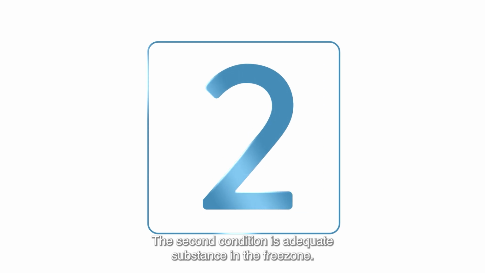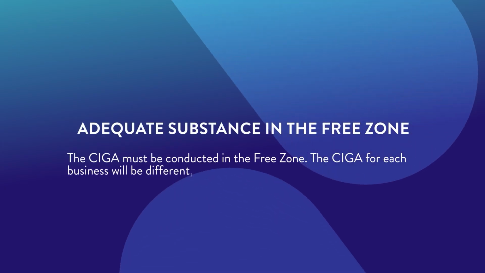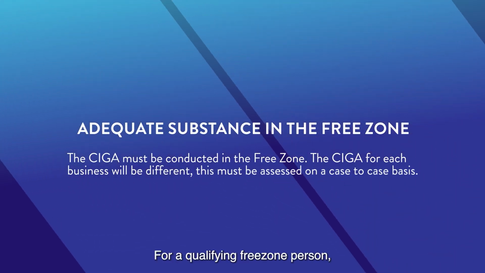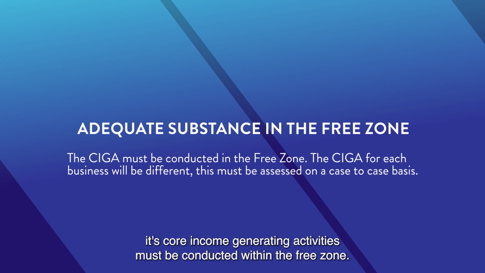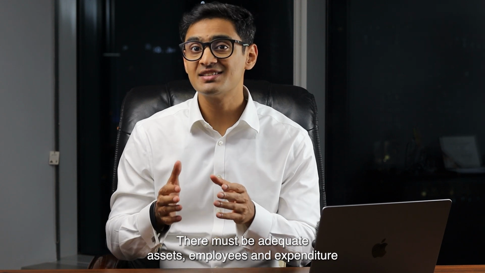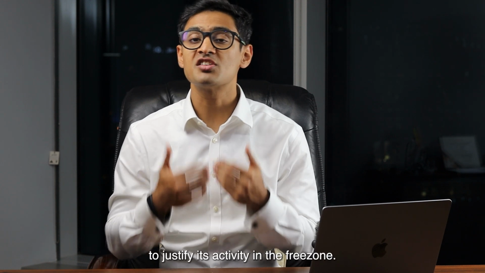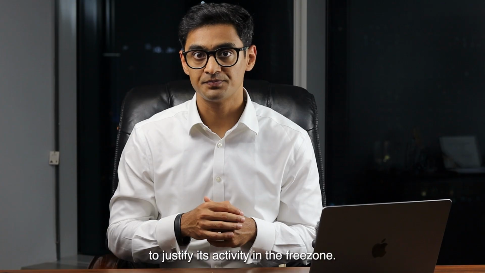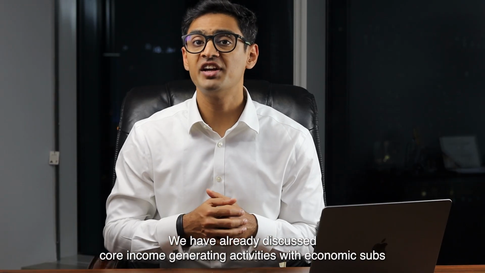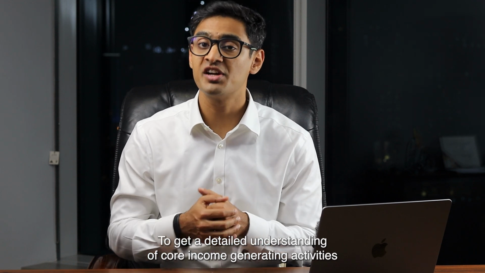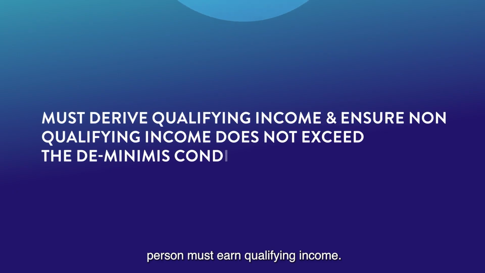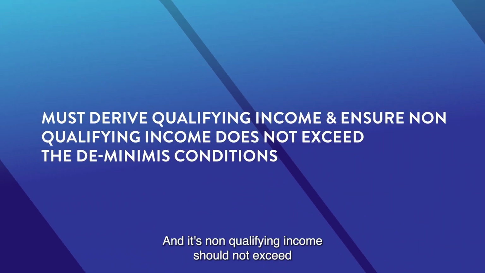The second condition is adequate substance in the free zone. For a qualifying free zone person, its core income generating activities must be conducted within the free zone. There must be adequate assets, employees, and expenditure to justify its activity in the free zone. We have already discussed core income generating activities with economic substance regulations earlier. To get a detailed understanding of core income generating activities with respect to corporate tax, we have done a separate video relating to this.